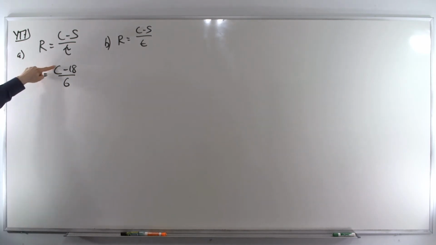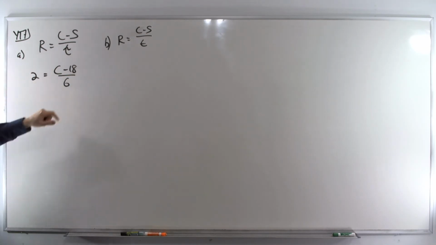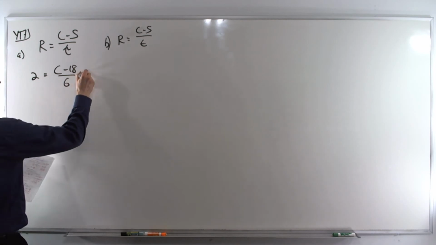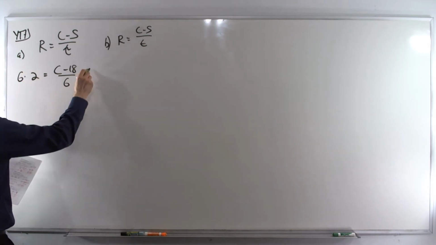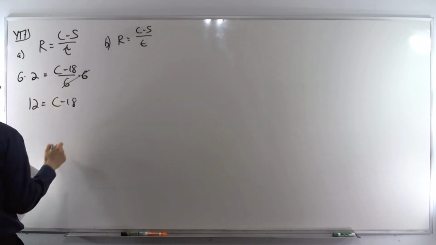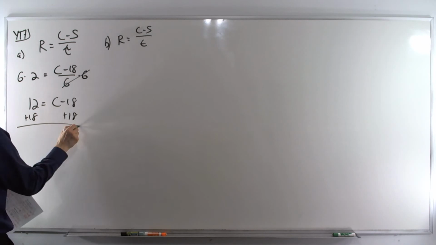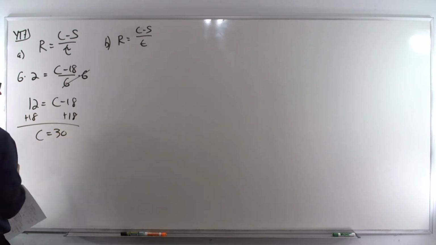So if we want to find the value of c, first thing we need to do is get rid of this denominator in the fraction. So if we multiply both sides by 6, that will go away. 6's cancel, so we got 12 equals c minus 18. Add 18 to both sides, and c is 30.